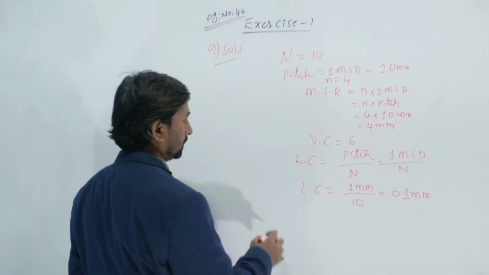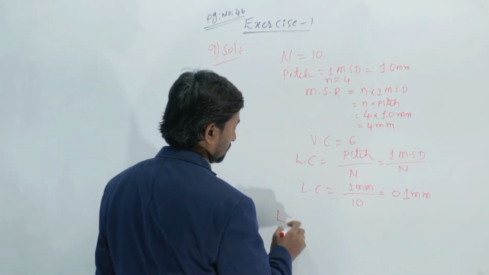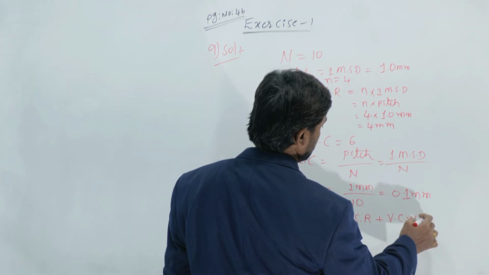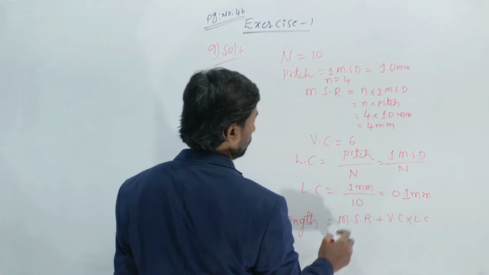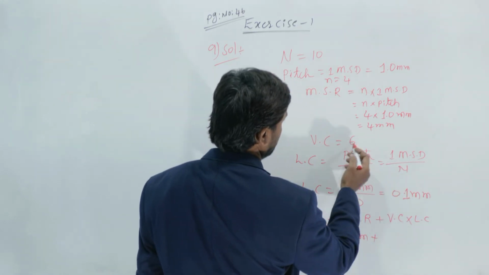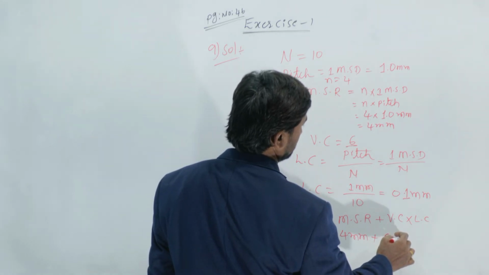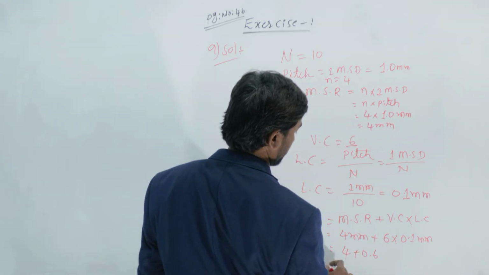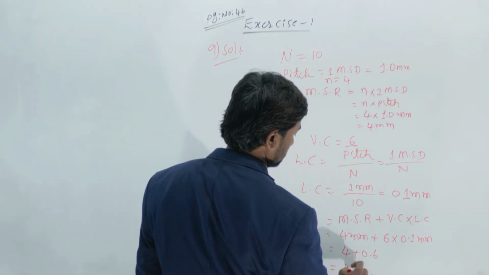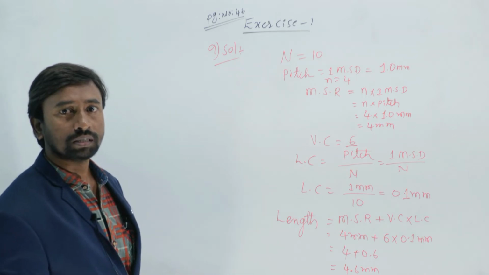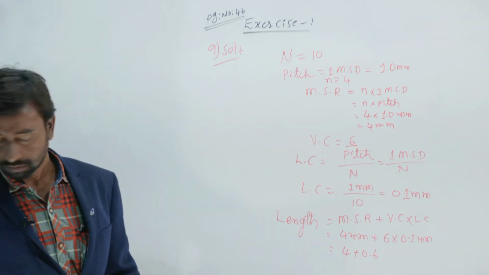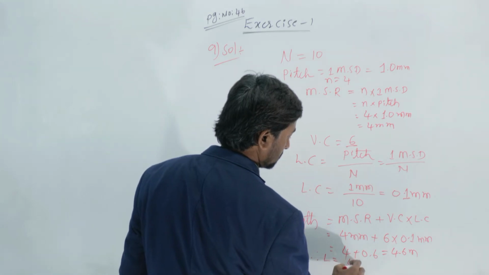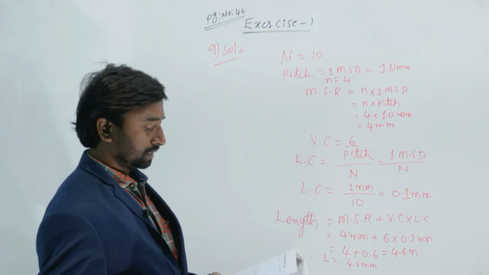Now we can find the length. They're asking for the length. So length L equals the formula MSR plus VC into least count. The MSR value we got is 4 mm, plus VC, which is 6, into the least count value of 0.1 mm. So we get 4 plus 0.6, which equals 4.6 mm. Therefore, length L equals 4.6 mm, or, as the options are given in centimeters.